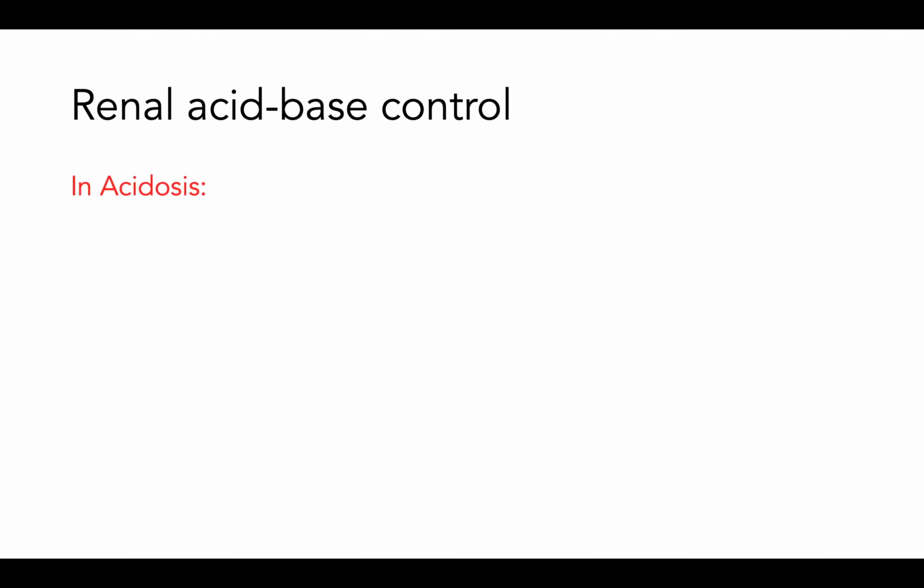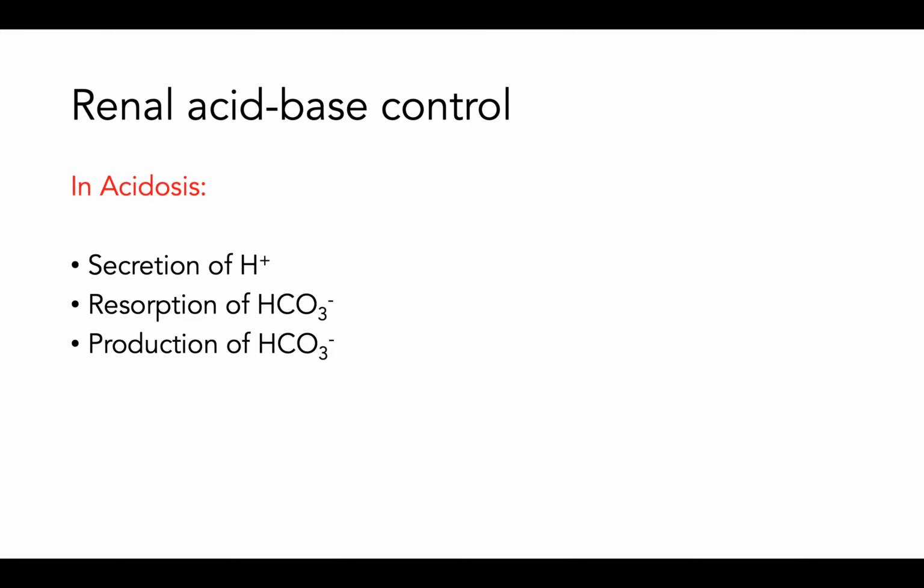So, in conditions where the blood becomes too acidic, i.e. acidosis, the kidneys have three mechanisms for controlling pH. First of all, they can secrete H+ into the urine. Then they can resorb bicarbonate from the urine back into the blood, and they can even produce new bicarbonate by the breakdown of amino acids.